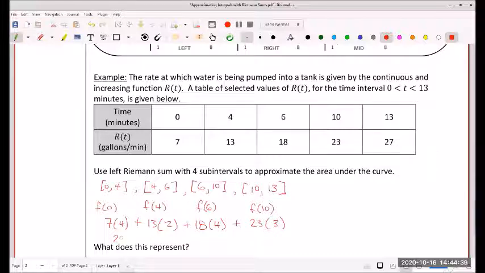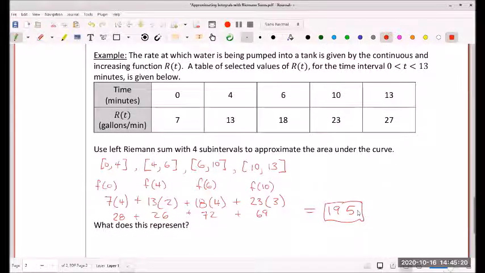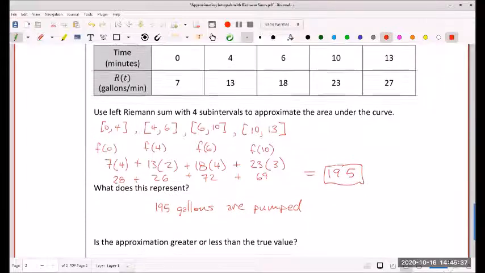So we get 28 plus 26 plus 72 plus 69 for a total of 195. This is going to be gallons, right? So between 0 and 13 minutes, 195 gallons total are pumped into the tank.